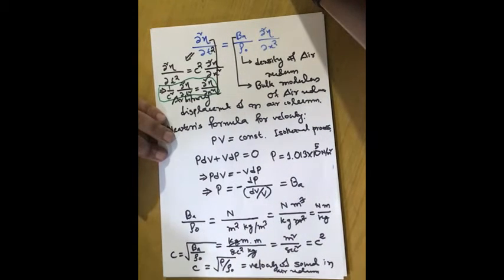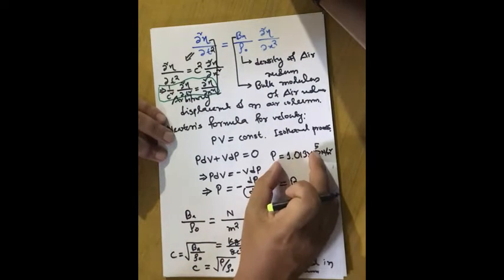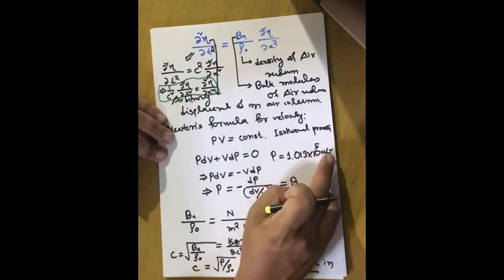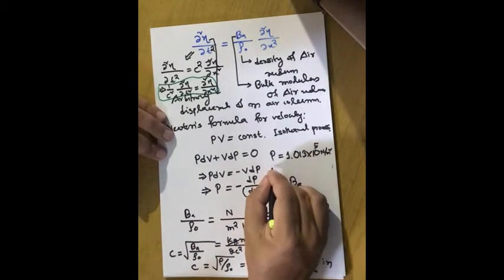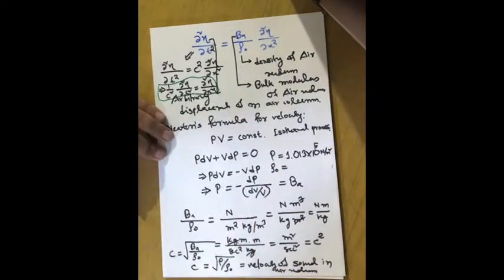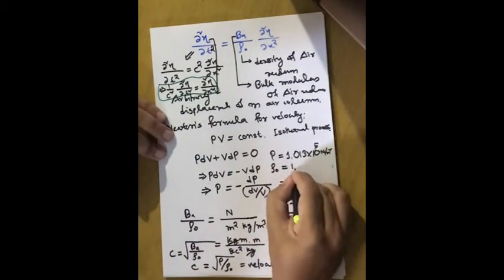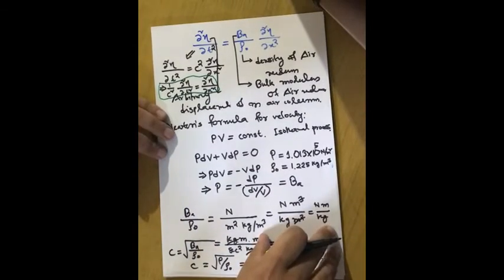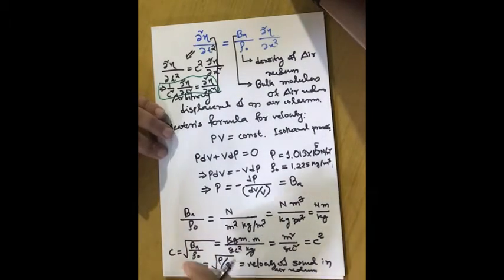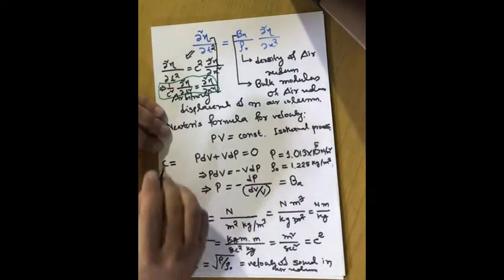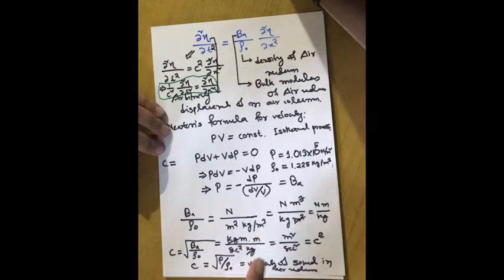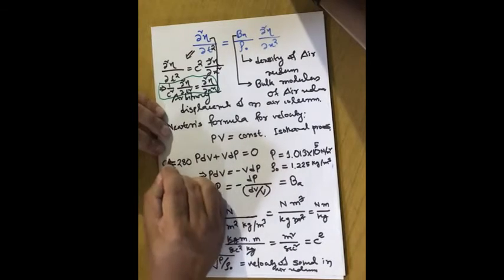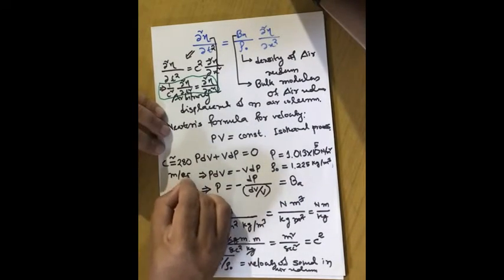Now there is a problem here. We know the atmospheric pressure is 1.013 × 10^5 newton per meter square, and the density of air at room temperature is about 1.225 kilogram per meter cube. If you plug in these two quantities, we can calculate the value of c, and it was found that c is almost 280 meter per second.